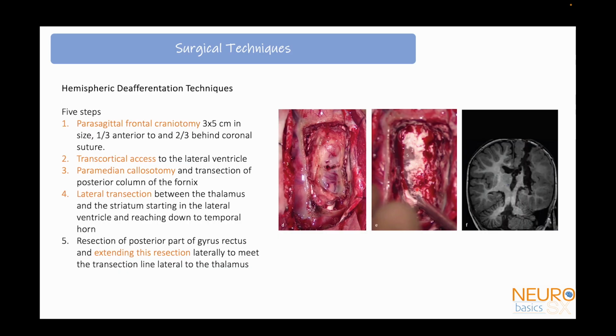So as you can see here, this is the ependyma of the lateral ventricle, and this has to be entered. Following which, medially here, you would be able to find the corpus callosum, and then that has to be disconnected. So there is a paramedian callosotomy which is done. So you have to disconnect and go posteriorly all the way to the posterior column of the fornix and disconnect that also. Okay, so you have done a callosotomy now.